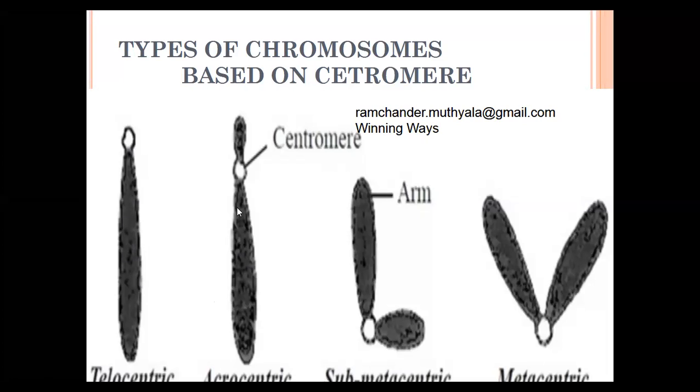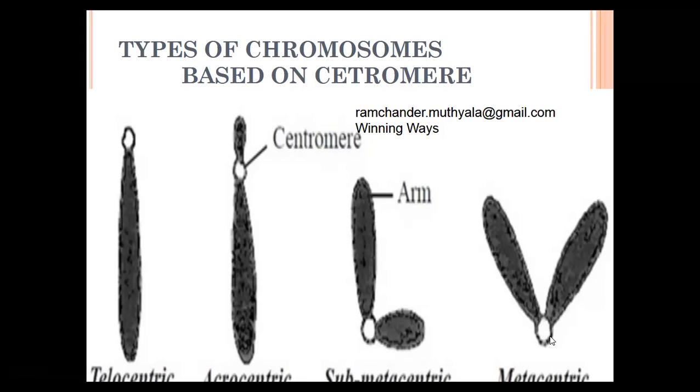An acrocentric chromosome contains only one centromere and two unequal arms. It also looks like a small I-like structure. One arm is small in size, one arm is large in size. And submetacentric chromosome. The submetacentric chromosome also contains one centromere and two unequal arms. The two unequal arms are arranged in a capital L shape.